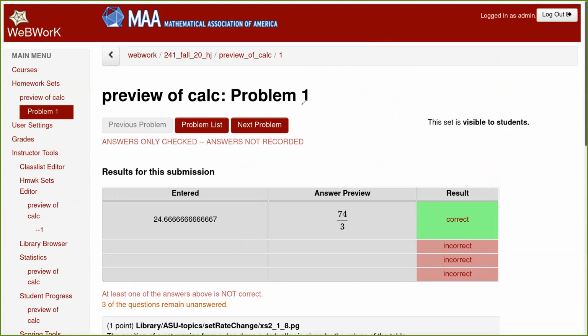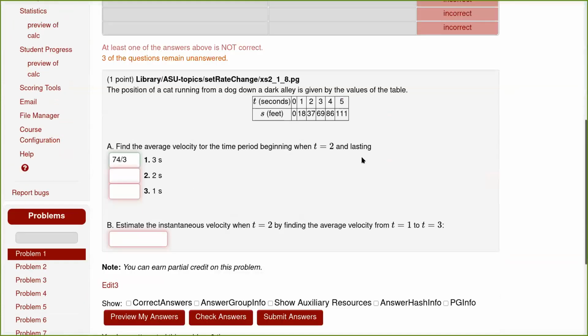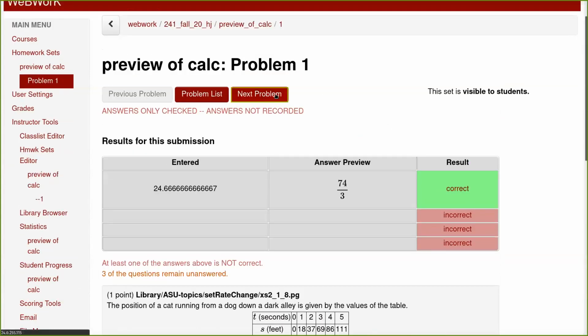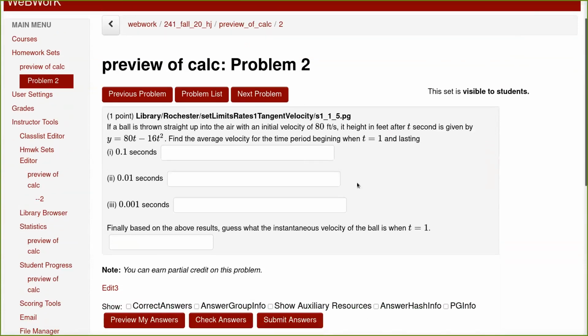All right. So we could do the second one here, but all these questions are really similar, so I'm going to move on and just work on a different part of another problem.